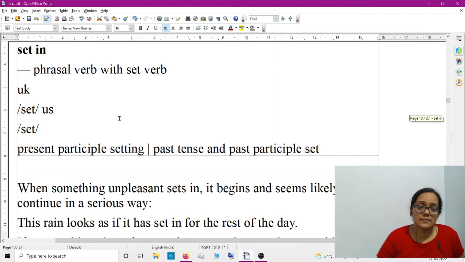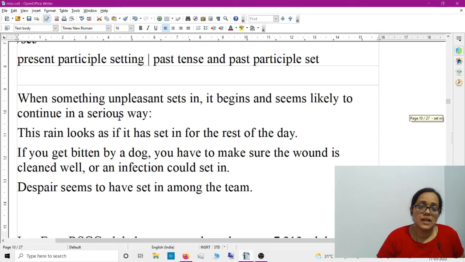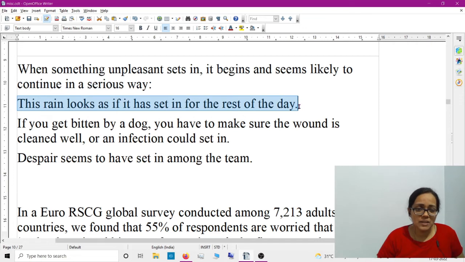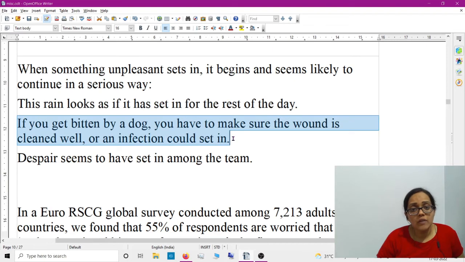Set in. Set in means when something unpleasant sets in, it begins and seems likely to continue in a serious way. So setting in means what? It's unpleasant and it will be continuing. This rain looks as if it has set in for the rest of the day. If you get bitten by a dog, you have to make sure the wound is cleaned well or an infection could set in. Fine.